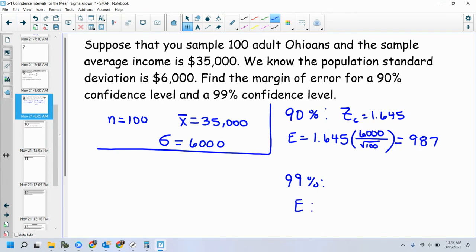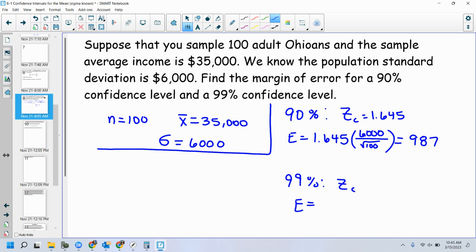Let's do a 99% error margin though. Now, what do you expect to happen with my error margin? As I increase my confidence, what do you expect to happen? Good. Well, I'm going to be more confident that my population falls between those intervals. Is the margin of error going to go down? Is it going to go up? Well, let's see.